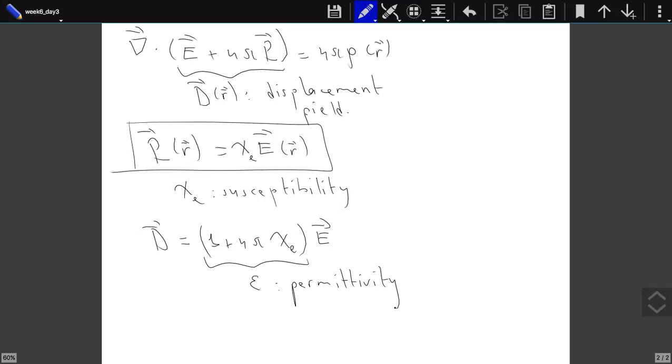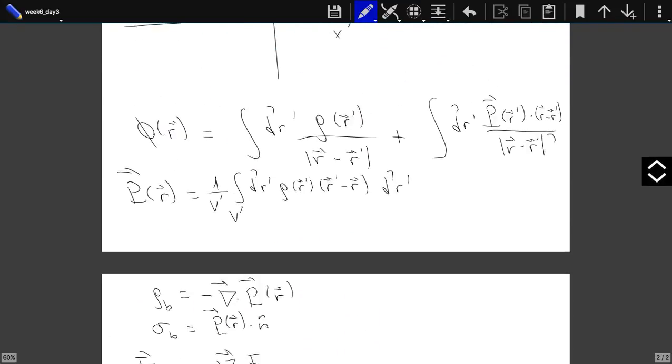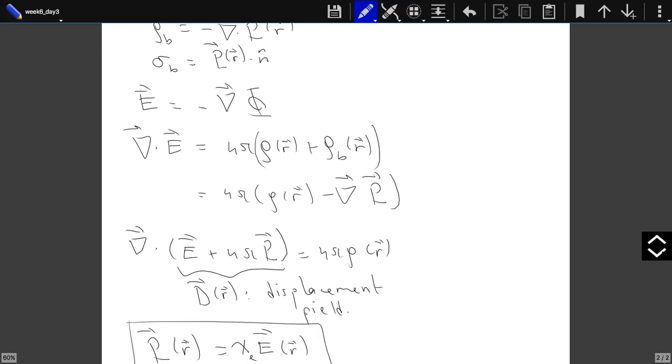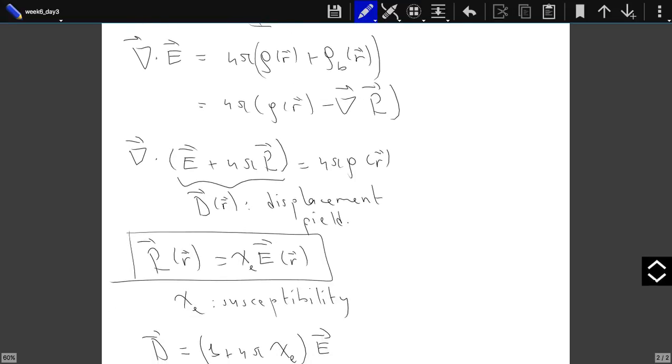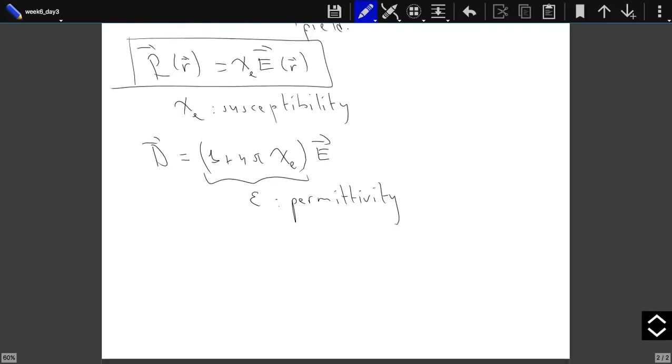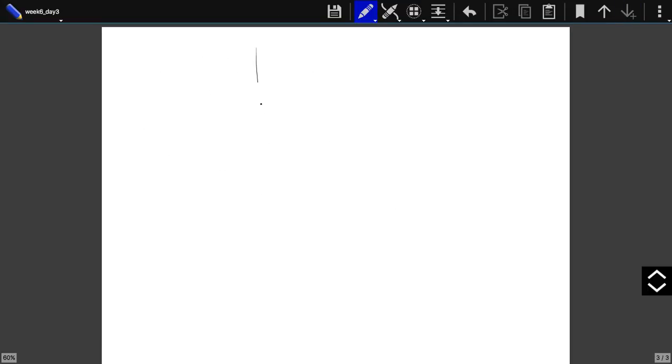Well, this was basically all we did. We proved that it was possible to write the potential in this form, and then we made these identifications, and now we define that instead of the polarization vector, we define this displacement field vector. So in linear dielectrics, at least, the displacement field is proportional to the electric field, so you have to take that into account. And if you remember, the last thing we did was this example where we had two dielectrics, epsilon 1 and epsilon 2.